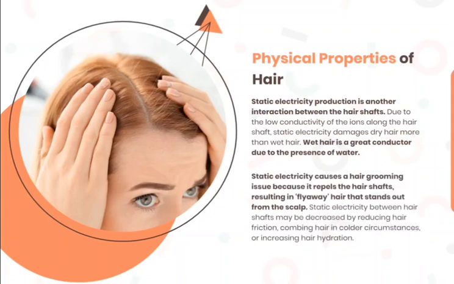Static electricity production is another interaction between the hair shafts. Due to the low conductivity of the ions along the hair shaft, static electricity damages dry hair more than wet hair. Wet hair is a great conductor due to the presence of water. Static electricity causes a hair grooming issue because it repels the hair shafts, resulting in flyaway hair that stands out from the scalp. Static electricity between hair shafts may be decreased by reducing hair friction, combing hair in colder circumstances, or increasing hair hydration.